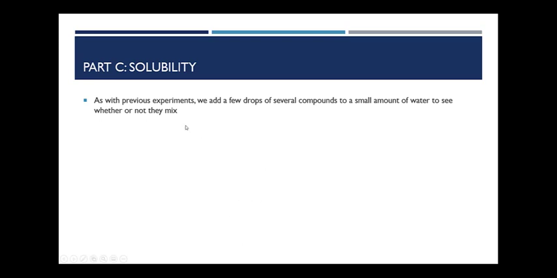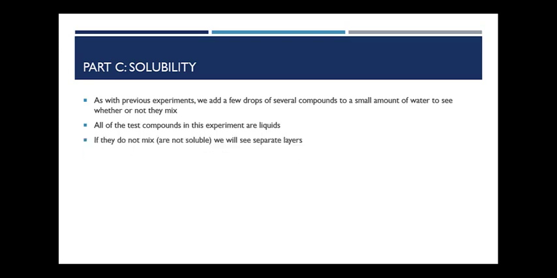Normally the way we would test solubility is we would take a few drops of the different compounds that we're going to test and add them to a small amount of water and see whether or not they mix. Since all of these compounds are liquids, we're looking for whether or not they form 2 different layers with water. If they form different layers, then they do not mix and are not soluble. If we were testing solids, we would expect the solids to simply remain solids and most likely stay at the bottom of the test tubes.